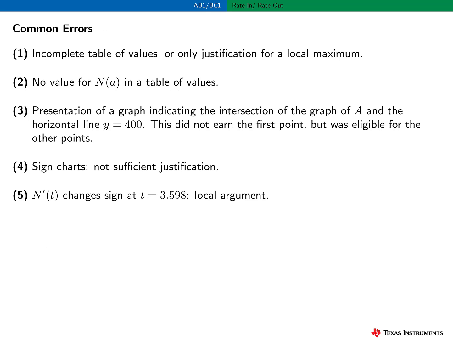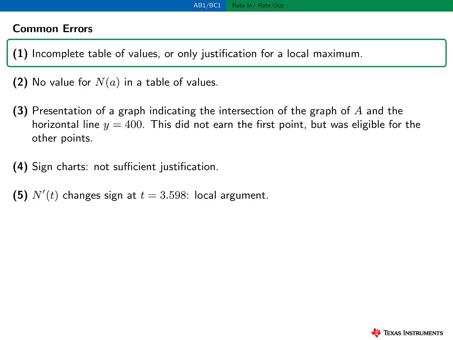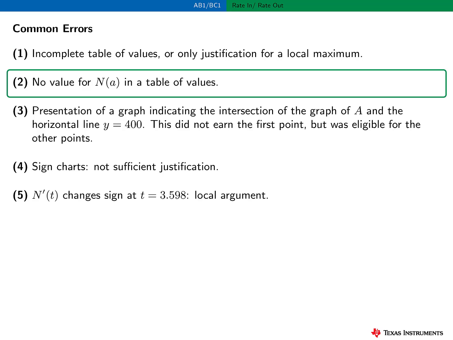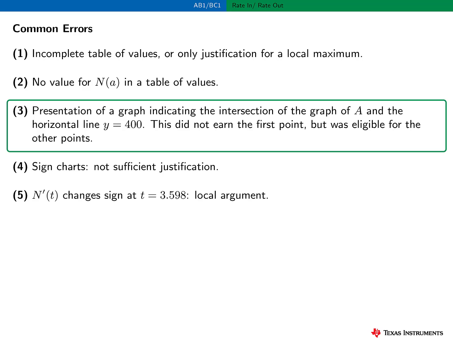Here are some common errors in Part D. Some responses presented an incomplete table of values without specifically ruling out candidates, and some responses provided justification only for a local maximum. Another common error was to omit the value for n of a in a table of values. And again, presentation of a graph of A and the line y equals 400 provided some good insight into the problem, but it did not alone earn the first point.